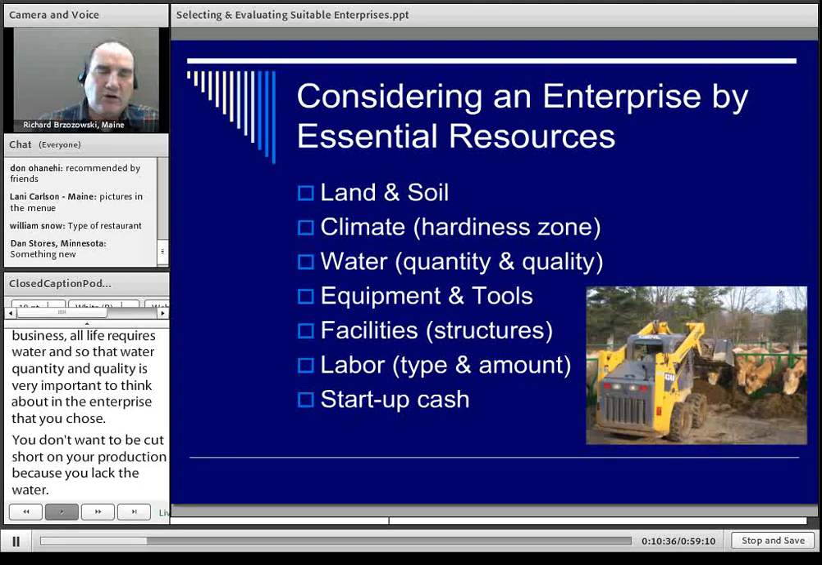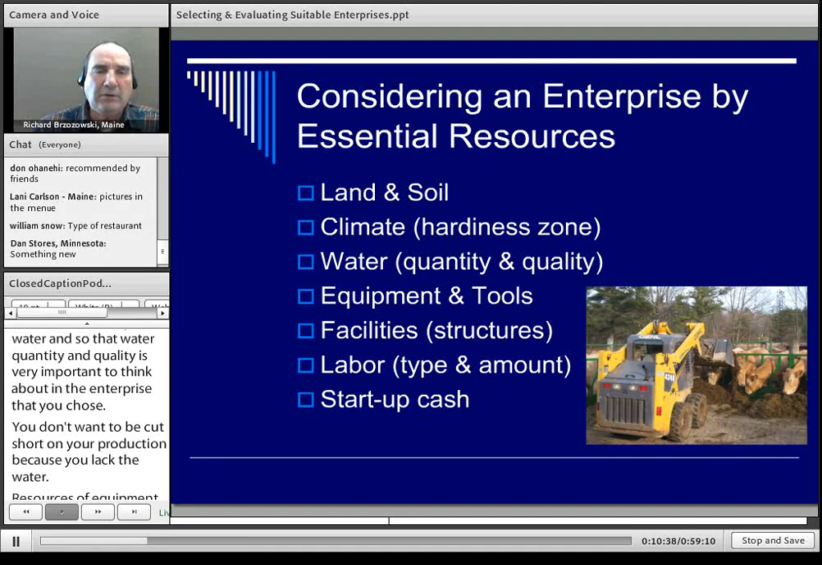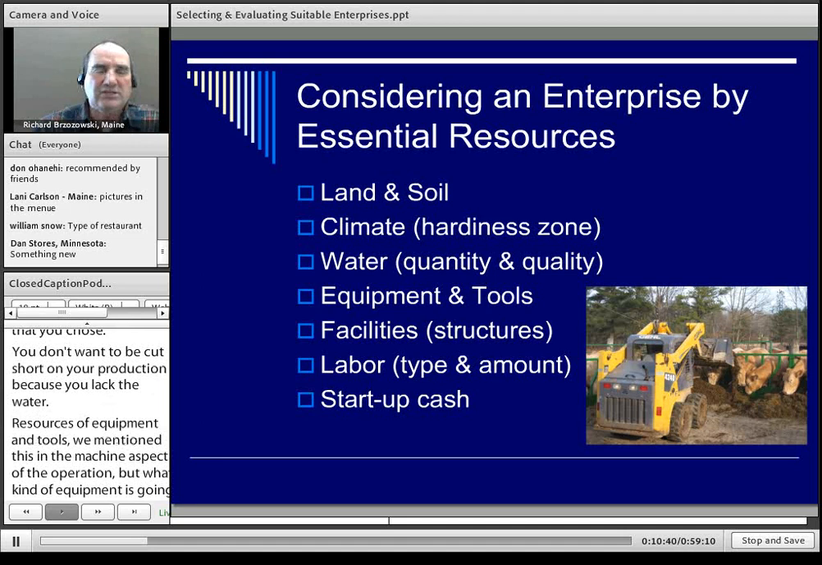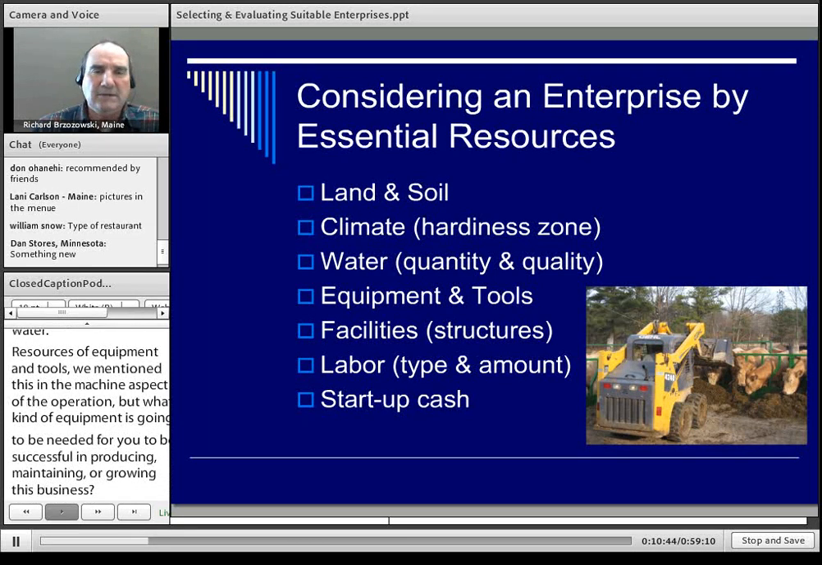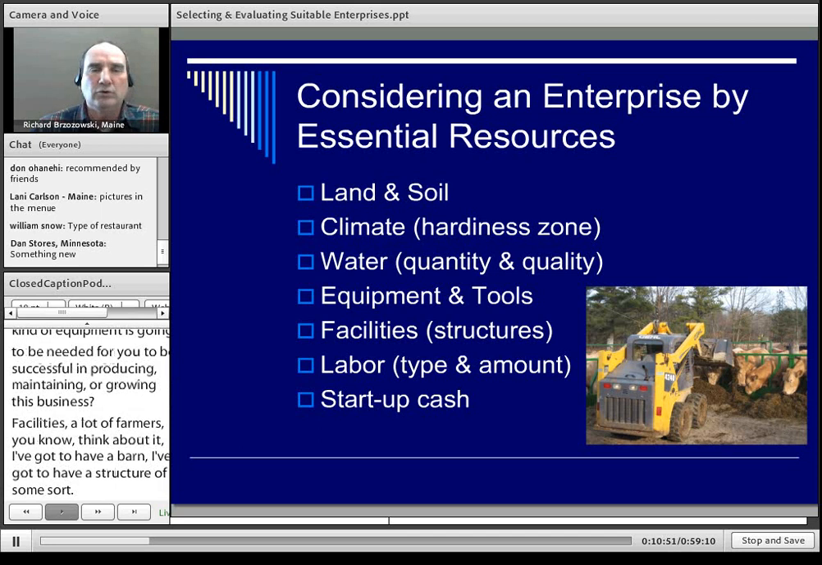Facilities, a lot of farmers think about, I've got to have a barn, I've got to have a structure of some sort. There are lots of enterprises that don't require facilities, but oftentimes facilities can help with equipment storage or product storage or places to process that product. So facilities need to be considered as well.